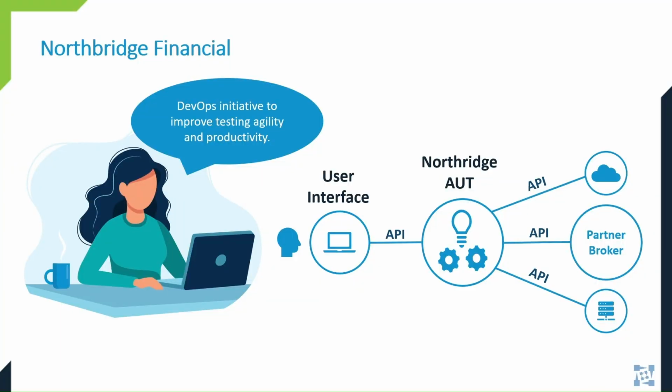Next, let's take a moment to discuss how Parasoft's functional testing solutions are being used by our customers. Northbridge Financial has been a customer of Parasoft since 2021. They originally came to us while exploring tools and strategies to help empower their DevOps initiative to improve testing agility and productivity. Their application under test was fairly standard in architecture, in which they had a user interface and under the hood APIs to communicate with their backend systems, such as databases, servers, and third-party broker applications.